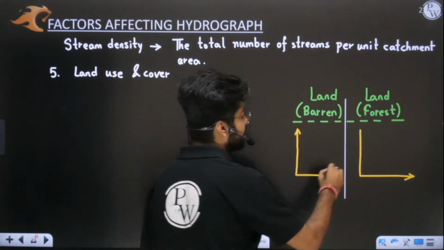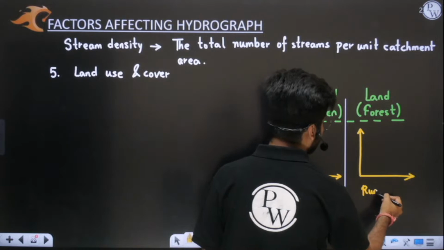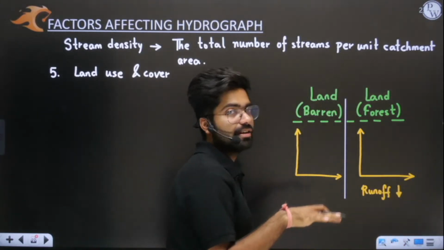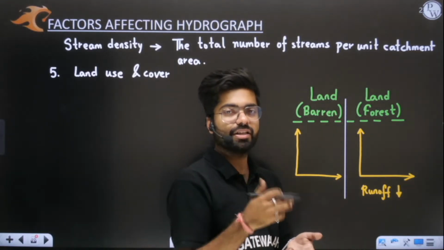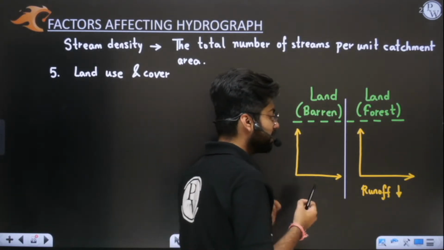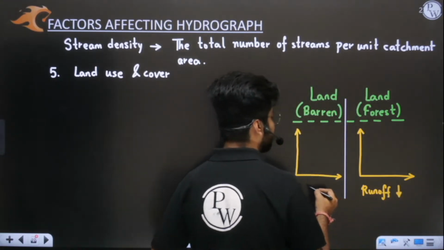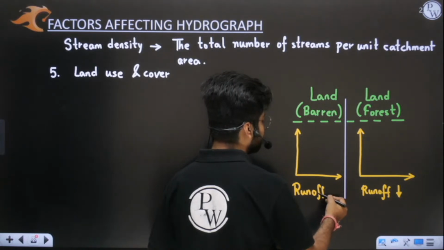Sir, in forest area, runoff is less. You have already told me, sir, in forest area, runoff is less. Why? Because the forest or trees will obstruct, will retard or slow down the runoff. Yes or no? So in forest area we have less runoff, and in barren areas we have more runoff. This concept we have already discussed.